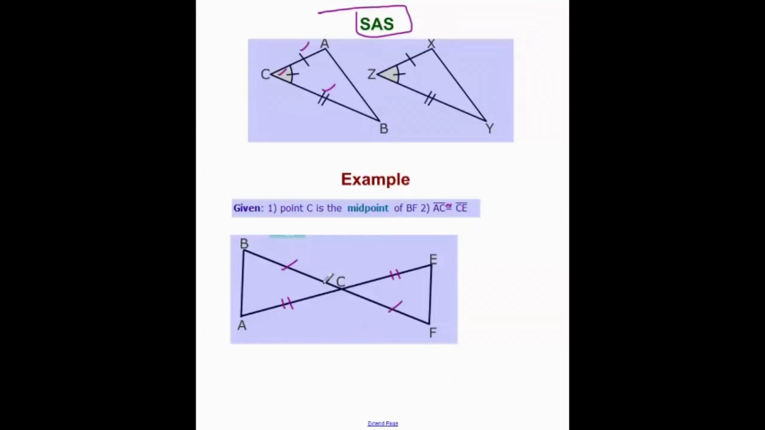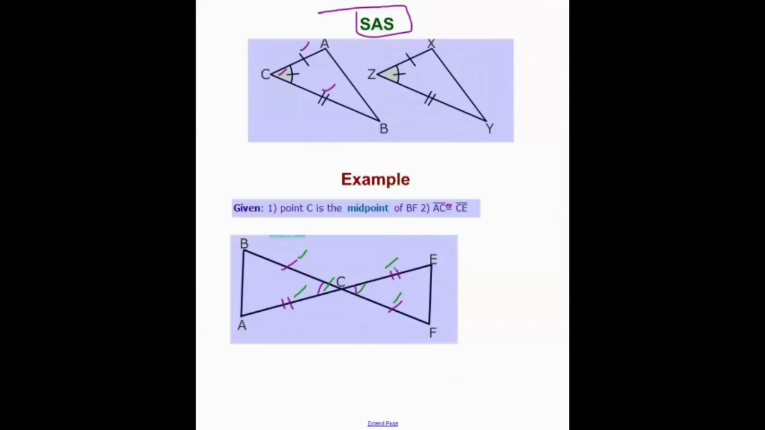But we do know we have another freebie. We have a gimme right here. This angle is vertical angles. That means BCA is congruent to ECF. Now look what I have. I have side, angle, side. Side, angle, side. We have to make sure we correspond the right sides to the right sides. So we just have BCA is congruent to FCE. I'm not going to write that out.